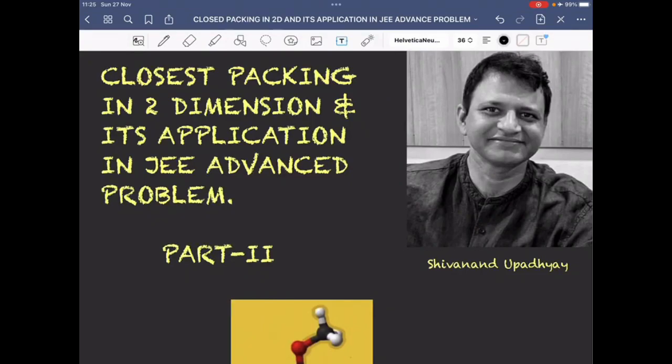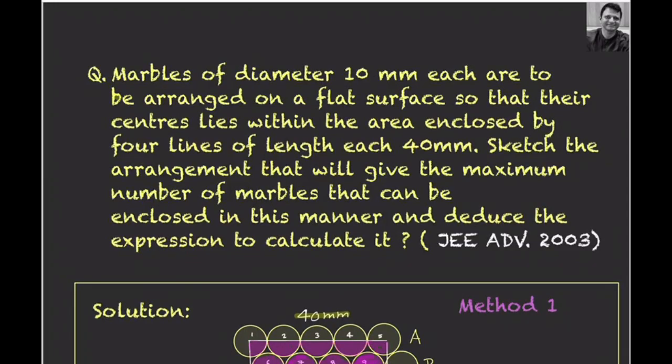Advanced problem by 2 methods. This is one of the problems where teachers and students found difficulty to solve it. So let us solve the question asked in JEE Advanced 2003 based on the concept of close packing in 2 dimension. So we are reading the question first.